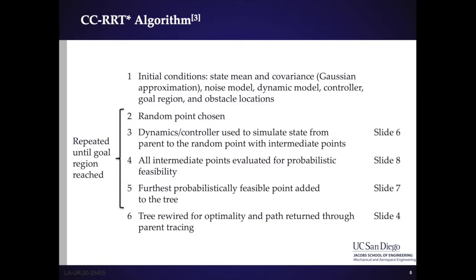Once a random point is chosen, the dynamics and controller simulate the state from the parent point to the random point, and the resulting nonlinear path is checked for probabilistic feasibility against known obstacles. The furthest probabilistically feasible point is then added to the tree. Random points are drawn and simulated until the goal region is reached. Then rewiring is done and the path is returned by tracing through the parents.